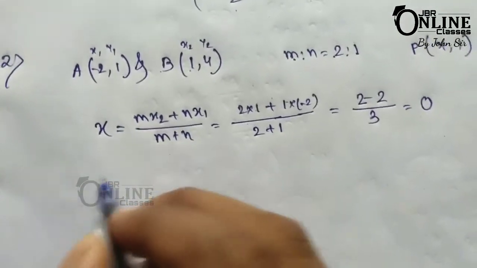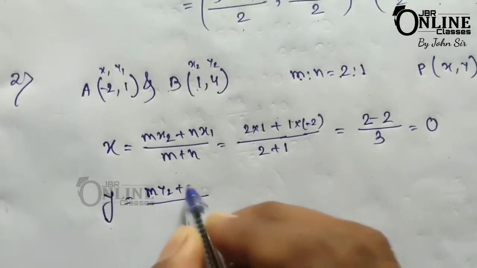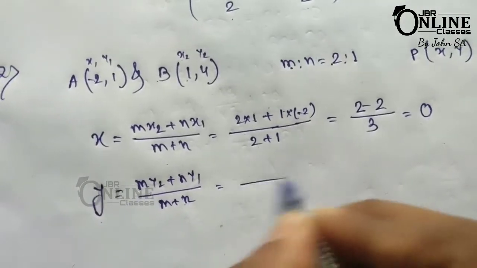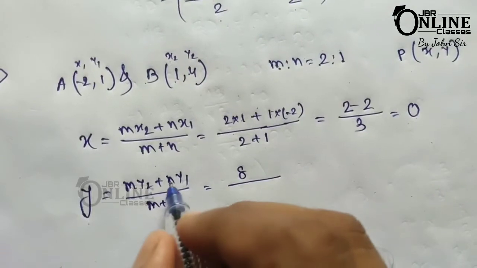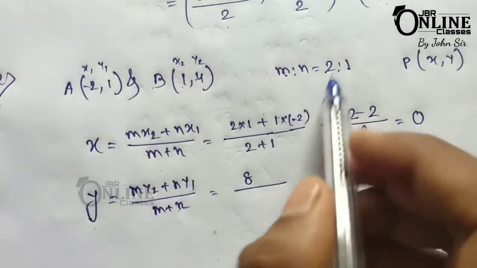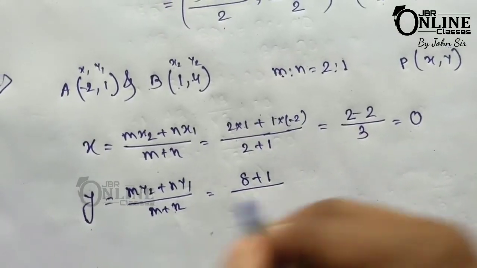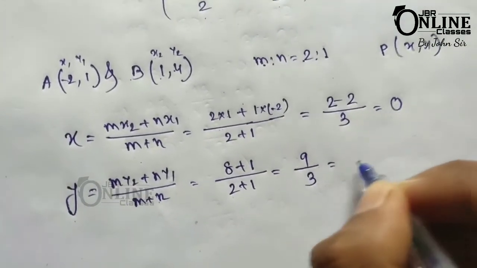Now the next one, the coordinate of y, and that equals, the formula will be the same, m y2 plus n y1 divided by m plus n. So here m y2, y2 equals 4, so 2 into 4, that becomes 8. Next one, 1 into y1, y1 means 1, so 1, divided by m plus n, so 2 plus 1, that means 9 by 3. So 9 by 3 is 3.